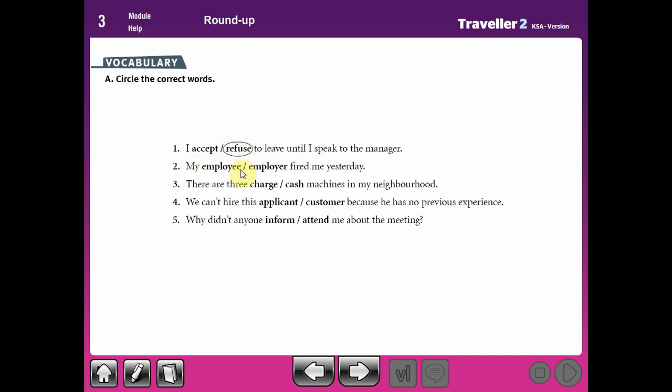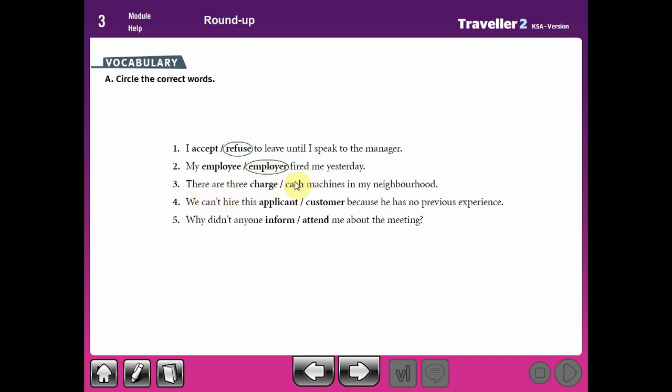Number two: my employee or employer fired me yesterday. Fired here means told you to leave the work, right? So when you say you are dismissed, you are fired, it means you have to leave work. Employee means the worker, someone who works for the employer. The employer means the big boss. So who fired the others? The employer. So my employer fired me, right? That's very good. So my boss fired me.